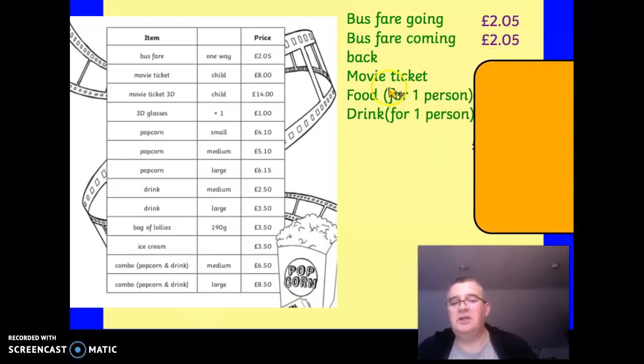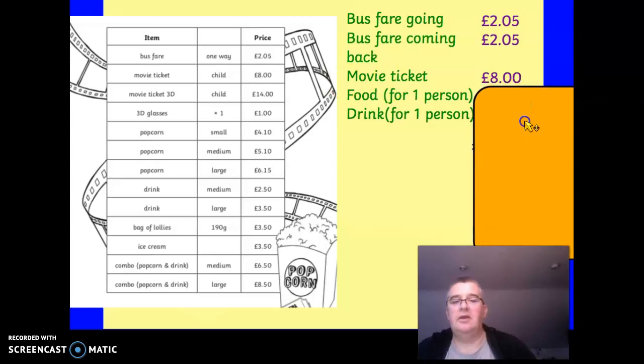We're going to need a movie ticket, food, and a drink. So the cost of our movie ticket, if we go across to our price list, and let's just take a normal standard ticket, which is £8. Okay. And we'll have a look for our food. So we've got popcorn at £4.10. We have drinks later on. Let's see what I decided to choose.